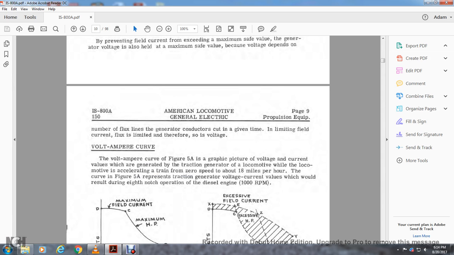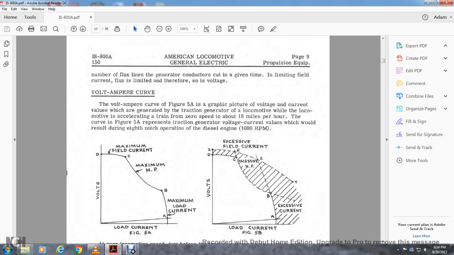Voltage ampere curve. The voltage ampere curve, figure 5A, is a graphic picture of the voltage and current values of the traction generator of the locomotive. While the locomotive is accelerating a train from 0 speed to about 18 miles per hour, the curve of figure 5A represents the traction generator voltage and current that would result during 8-notch operation with a diesel engine at 1,000 RPM.